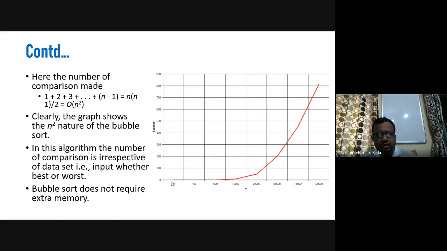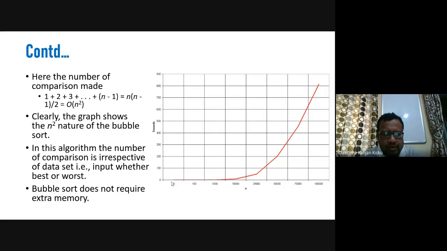Now if we analyze this algorithm, we can see that the number of comparisons will be of the order of n square. That means the number of comparisons becomes 1 plus 2 plus 3 up to n minus 1. This gives us n into n minus 1 divided by 2, and here the dominating term is n square.